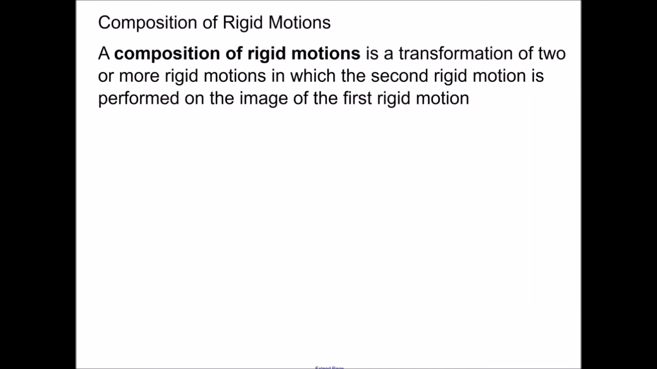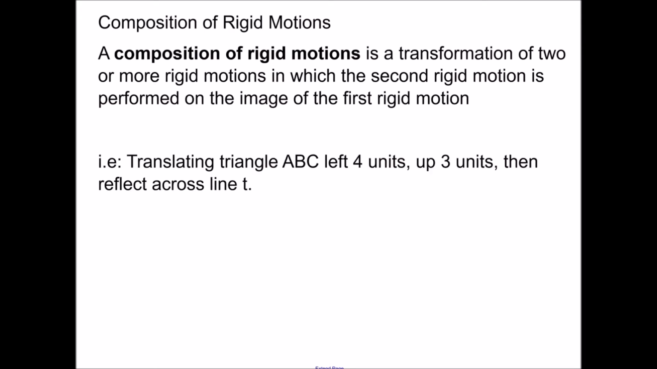Now we're going to discuss rigid motions that are done back to back, so essentially 2 or more rigid motions. This is known as composition of rigid motions, in which the second rigid motion is performed on the image of the first rigid motion. For example, if you're translating a triangle ABC left 4 units, up 3 units, and then you do a reflection across line T, those are 2 transformations: a translation 4 left, up 3, and then a reflection across the line T.